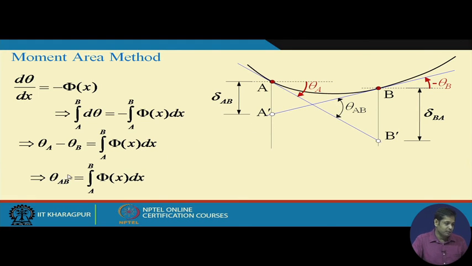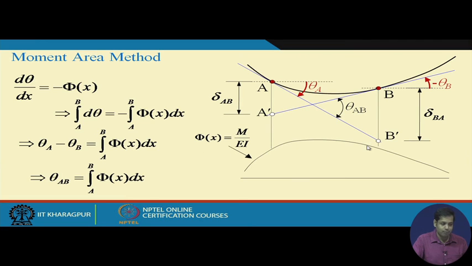So, we can say that the angle between tangents drawn at A and B, which is theta AB, is equal to this. So, what is the physical significance of this equation? Now, suppose this is the bending moment diagram divided by EI. Okay. So, this is phi x. And the area of this curve between point A and B, the integration of phi x dx between point A and B, is essentially this shaded area, right. So, it says that if we take 2 points A and B and draw tangents at those 2 points, then the angle between those tangents will be the area of the M by EI diagram between these 2 points A and B, right.